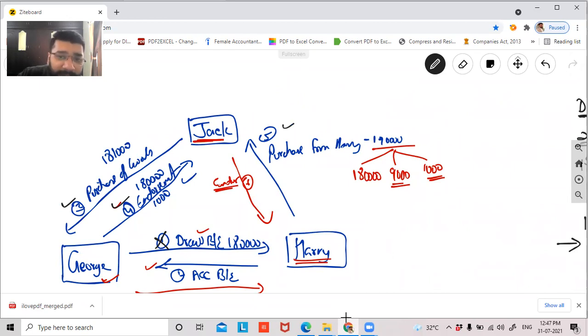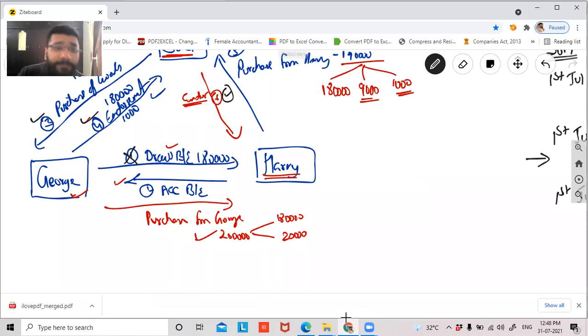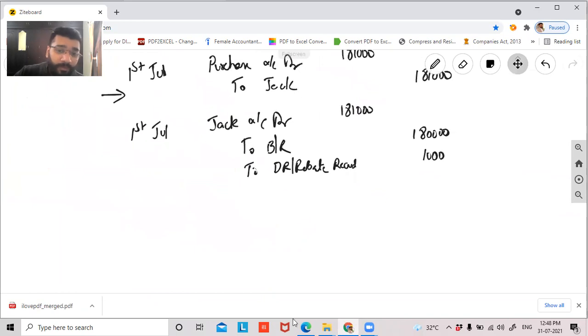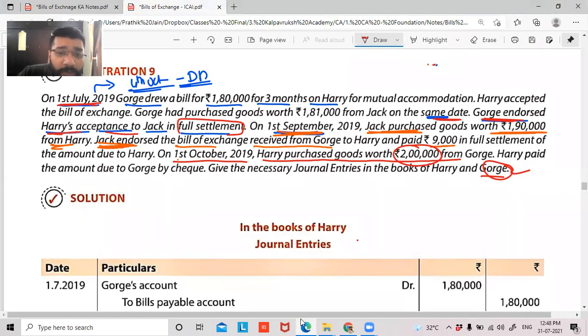Now after that, guys, Jack is purchasing from Harry, and Jack is endorsing this cheque to Harry. So these 2 transactions are happening between Jack and Harry, with which Georgie is not concerned. Later, what is happening? Harry is purchasing goods from George worth 2 lakh rupees. So can I say George is selling the goods on credit to Harry? Yes, sir. So the sale is happening on 1st of October. On 1st of October, Harry purchased goods from George. So George is selling goods to Harry. So please tell me, guys, on 1st of October 2019, what will be the entry?